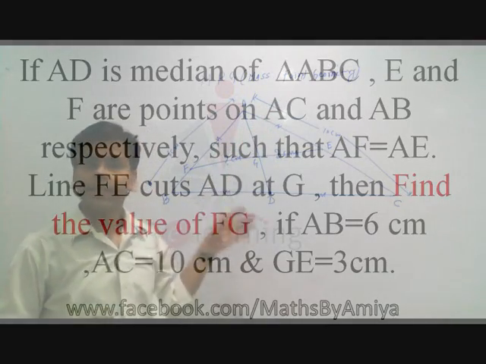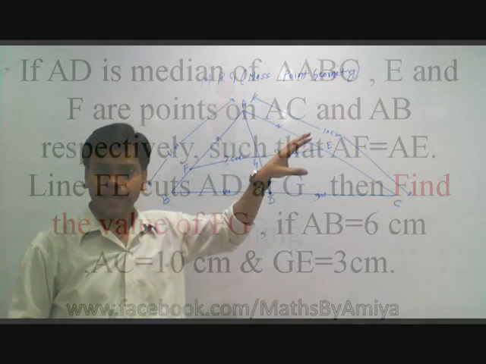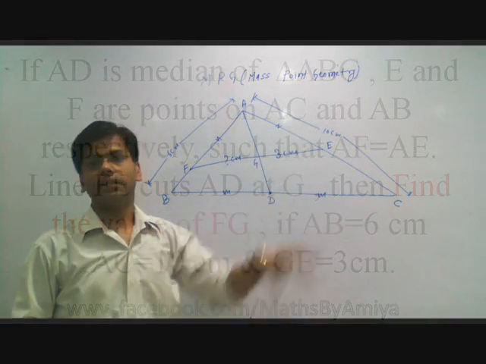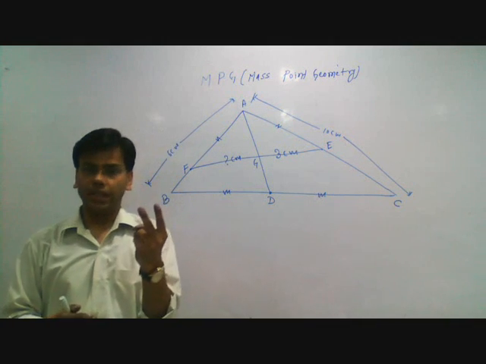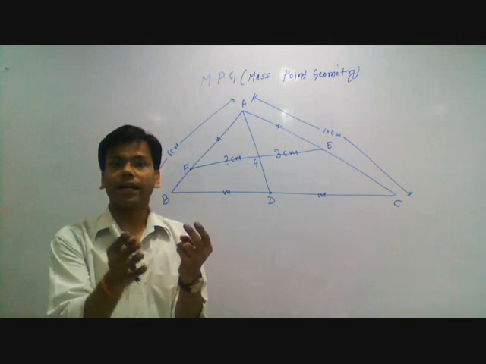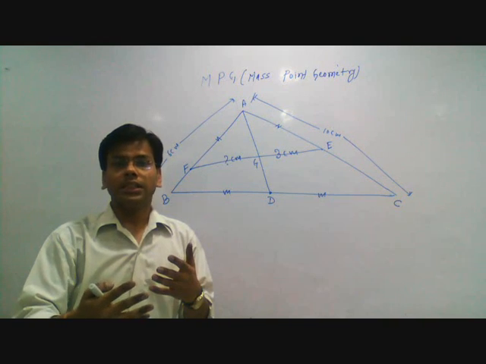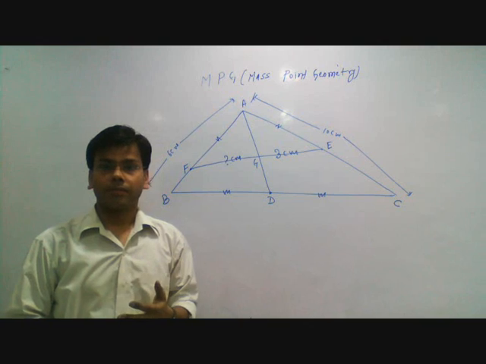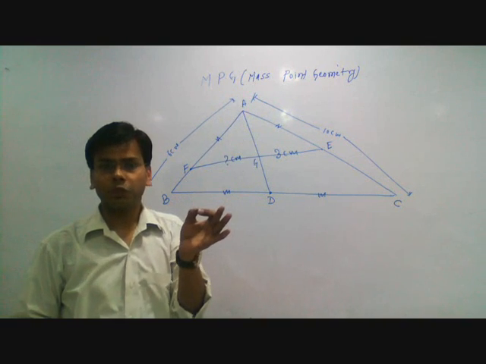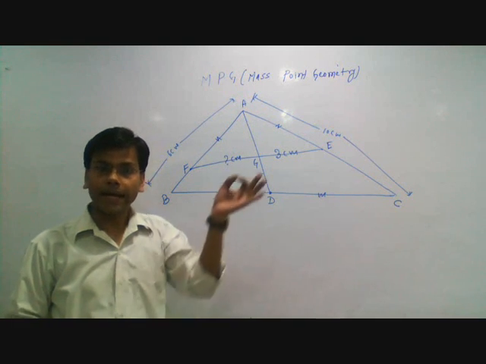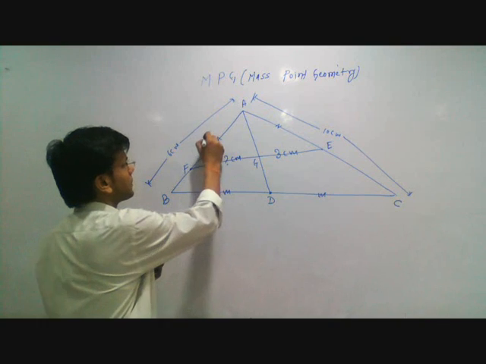AF equal to AE, BD equal to DC, because median, we plot all the data in the figure. Then we can analyze the figure. Here you have two learnings again from the concept. It is not a concept, it's just a way to solve the question. You have AF equal to AE and you do not know the total gap between AF and FB. So you can assume let AF is X.